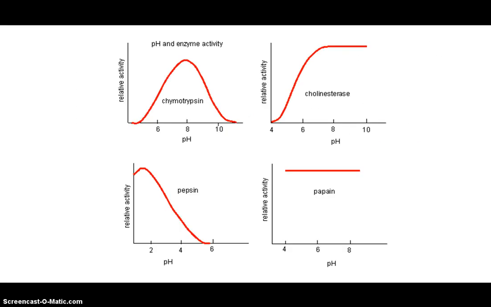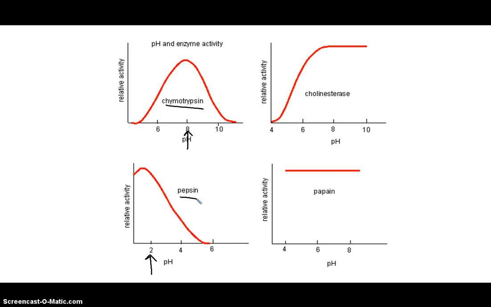So here's a couple graphs so we can look at chymotrypsin in the upper left hand here. This is an enzyme that works on breaking down proteins, and it works in the small intestine, so the optimal pH is near 8. Now pepsin, right below that, is another enzyme that breaks down proteins, but it's found in the stomach, so its optimal pH is much closer to 2 because of the acidity of the stomach. So these two enzymes, chymotrypsin and pepsin, both work on the same substrate, proteins, but they have very different pHs because of where they're found.